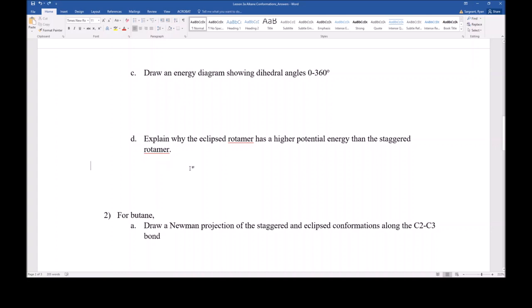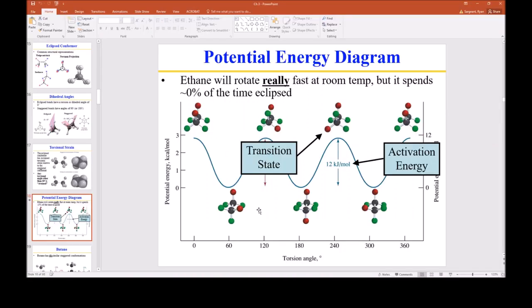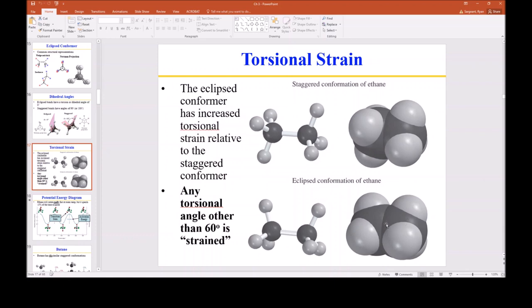Okay, question D, explain why the eclipsed rotamer has a higher potential energy than the staggered rotamer. The energy is higher for the eclipsed conformation than for the staggered conformation because of electron-electron repulsion. It's maximized in the eclipsed conformation because these electron clouds bump into each other, and it's minimized. It's never zero. There's always going to be some energy, some strain associated with the negatively charged electrons repelling each other, but it's minimized when you're in the staggered conformation.